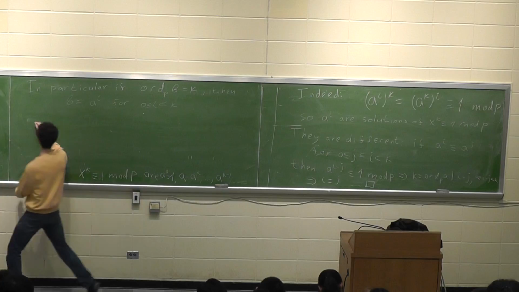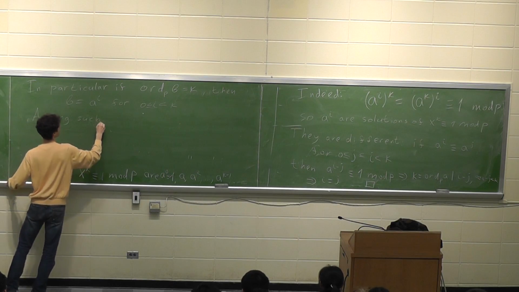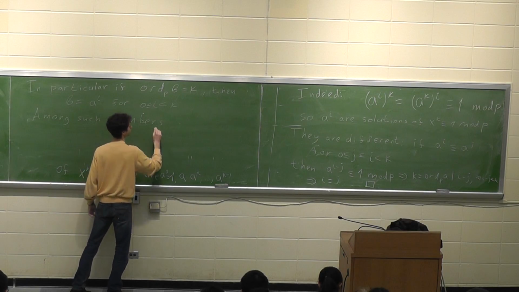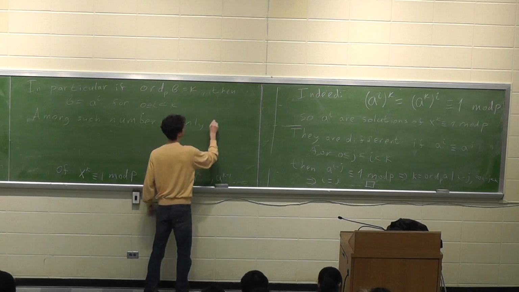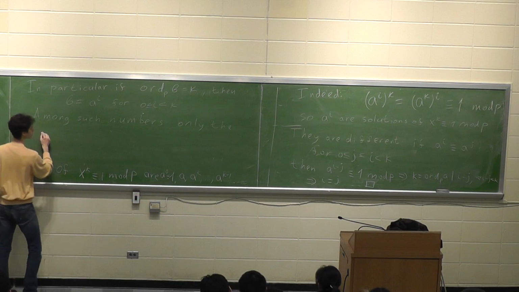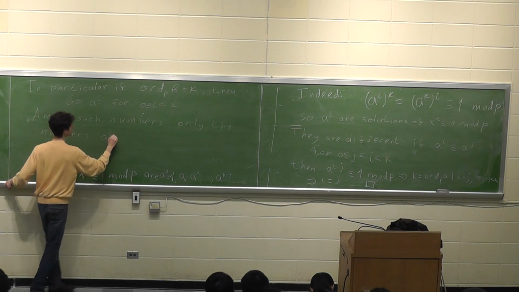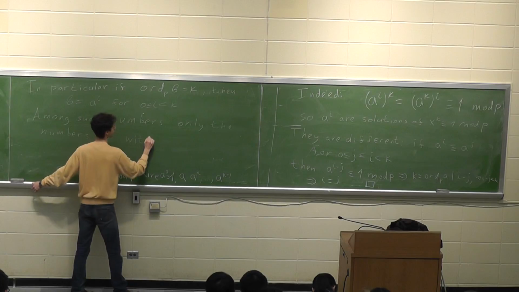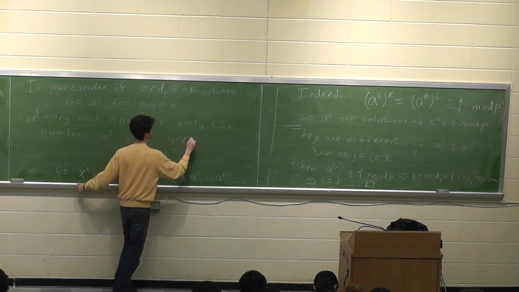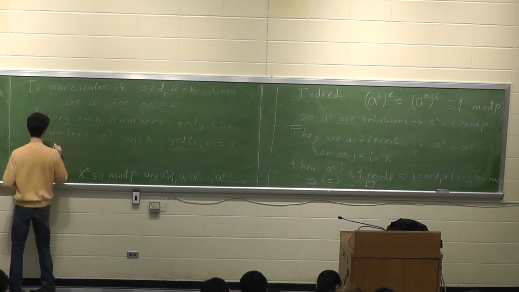So among such numbers, only the numbers a to the power i with i relatively prime to k have order k.